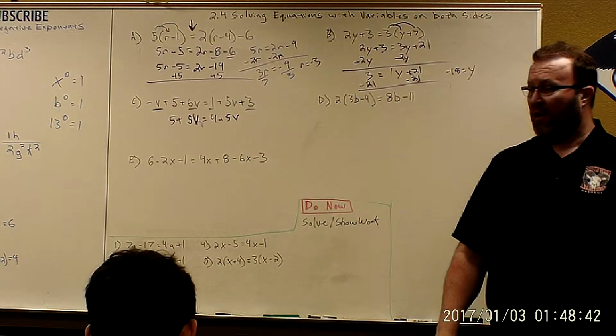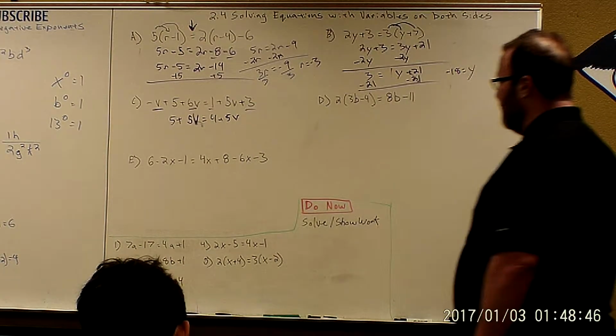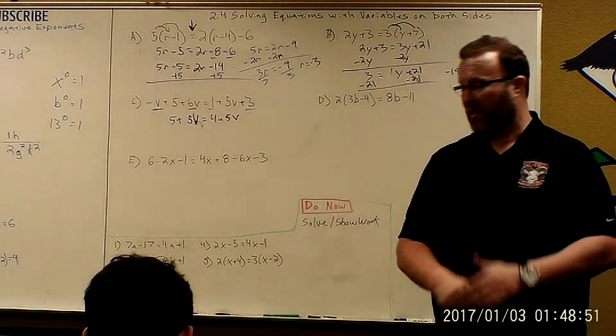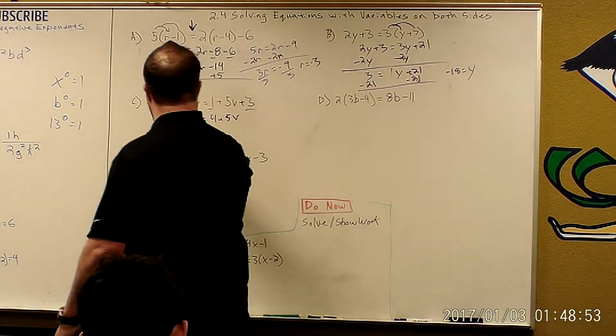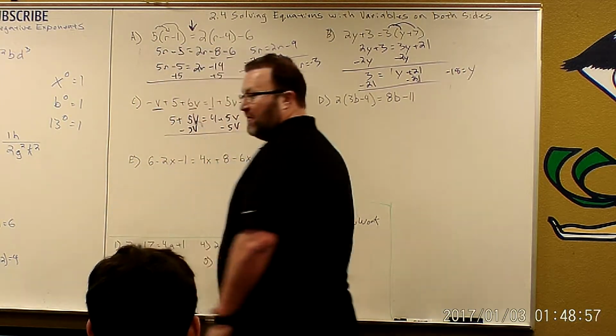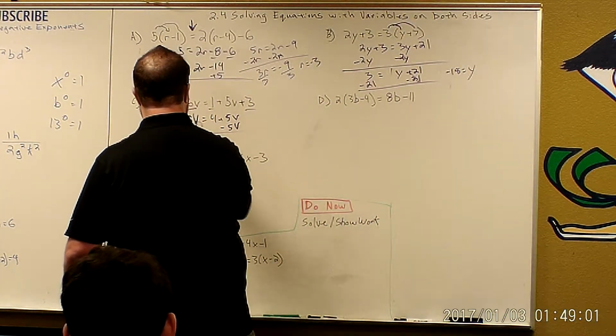Good. Now, what happens here is very interesting. What do you want to move? You want to move the number or you want to move the variable? Variable. Okay, move the variable. So we're going to write minus 5v on both sides. What happens to the v's? They cancel each other out. So what do we have left? We have 5 equals 4.